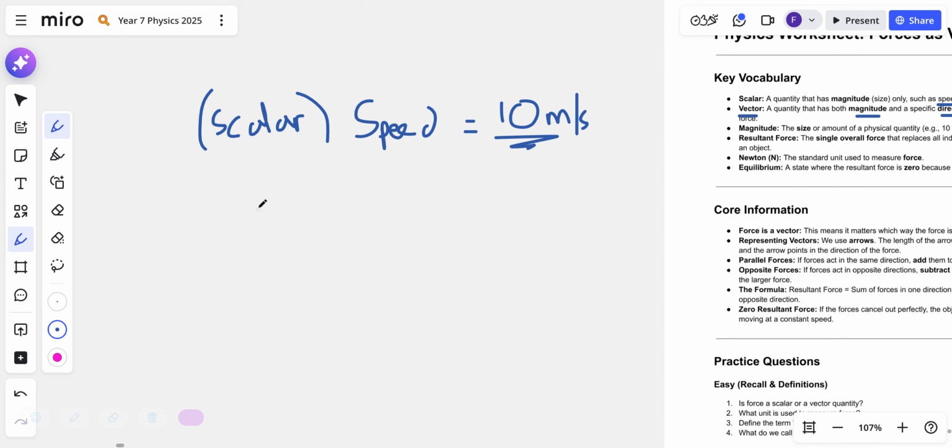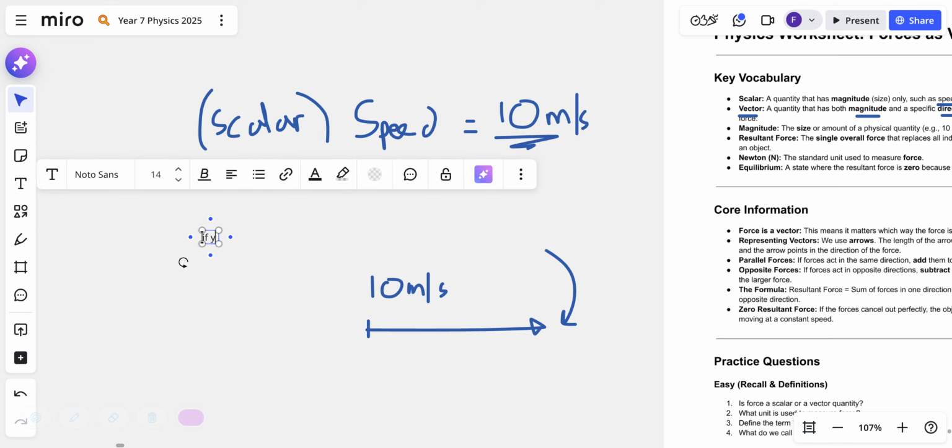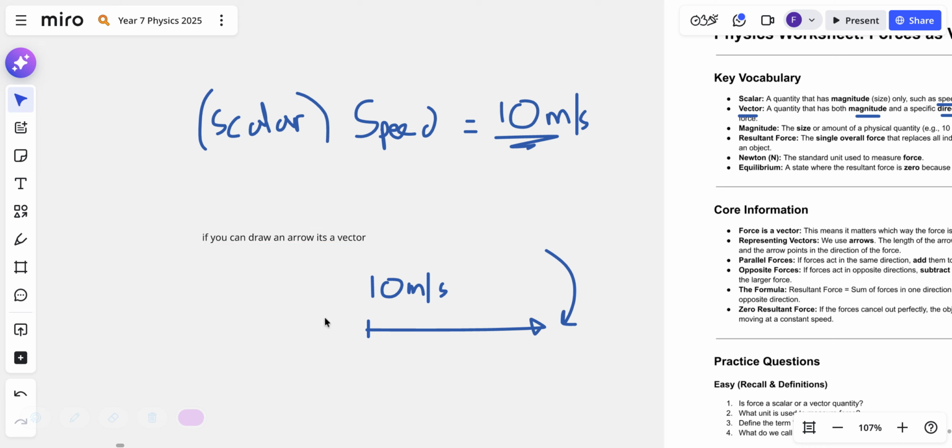Now, if I turn around and say we're going in a given direction, I'm going 10 meters per second, I'm going to draw it. I'm going 10 meters per second to my right. I've just given you a direction. I've drawn an arrow. So, if you can draw an arrow, it's a vector. Okay. So, this is no longer speed. This is now a vector quantity, and the type it is is velocity.